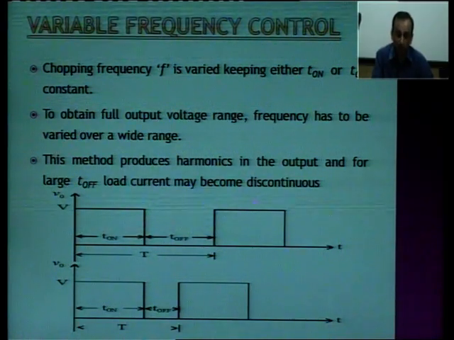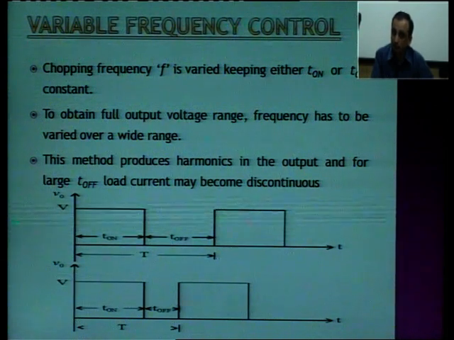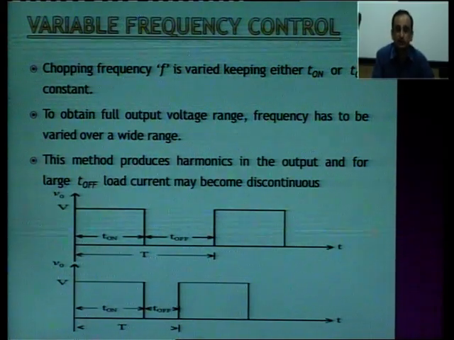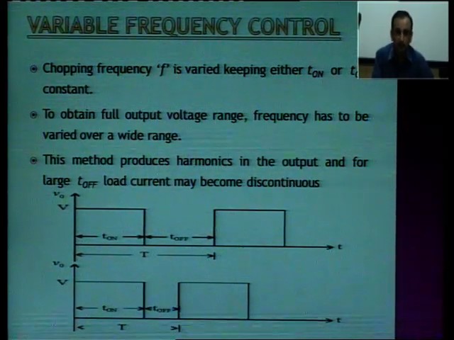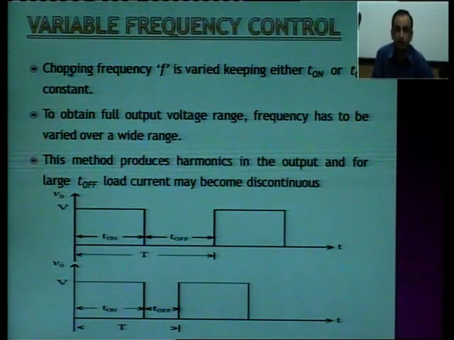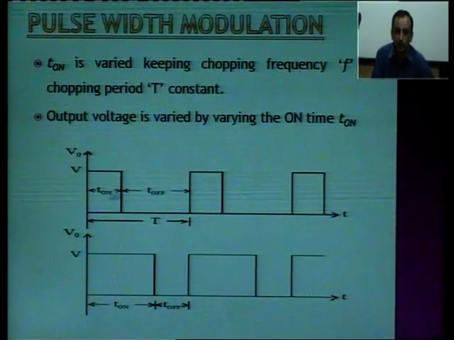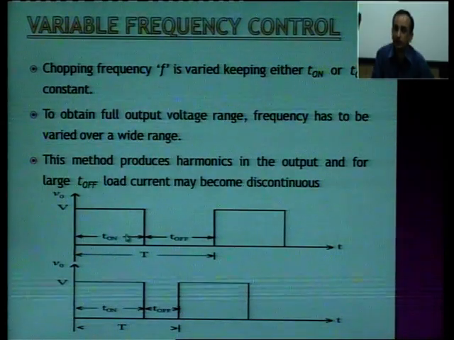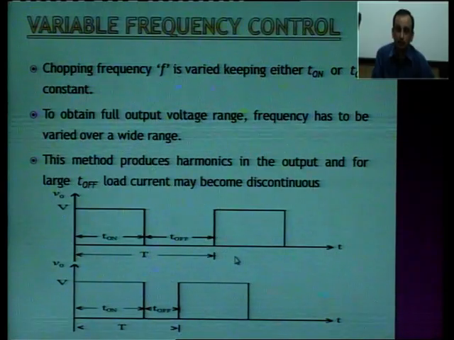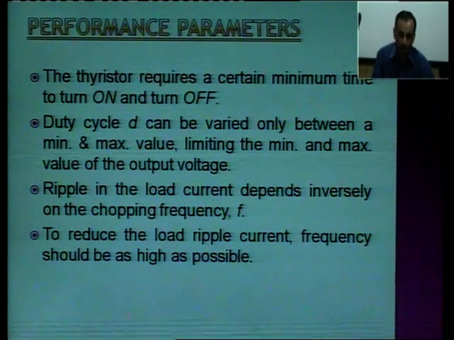Sometimes in some applications we need discontinuous current, because it can cause problems in the commutation, commutation meaning turning off. In some cases we would like to have continuous current. So we can decide what the turn on time should be. In the first case we were simply varying the turn on time. In the second case we are not varying the turn on time, we are varying simply the total cycle. So these are two ways with the help of which we can control the DC output voltage. Now, how do we evaluate them?